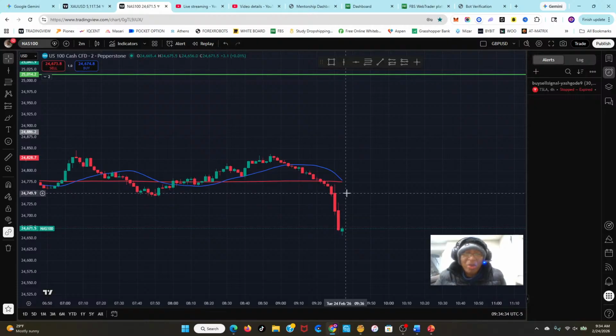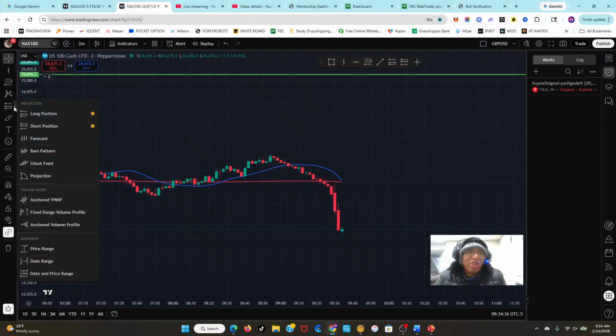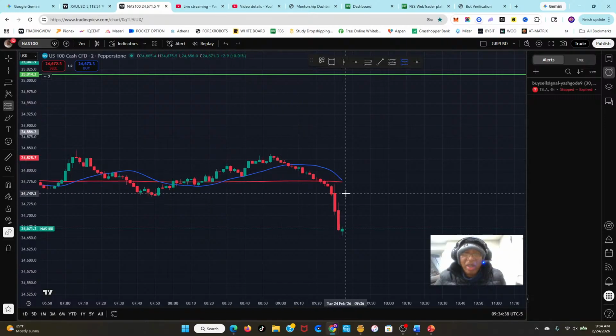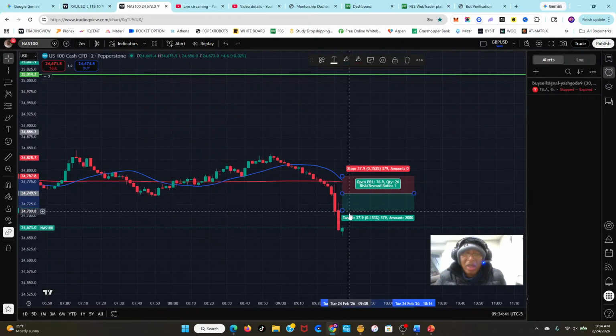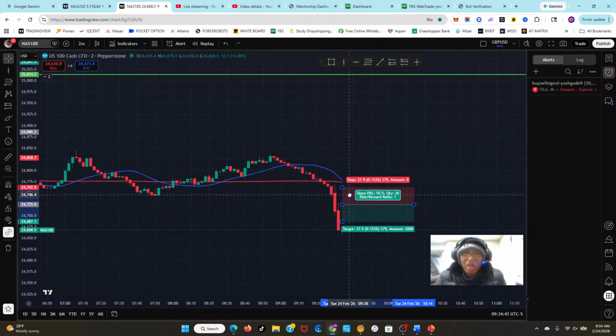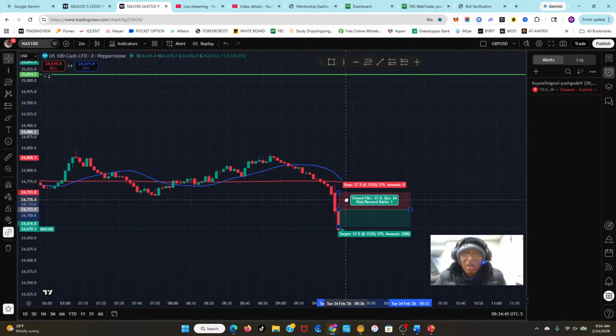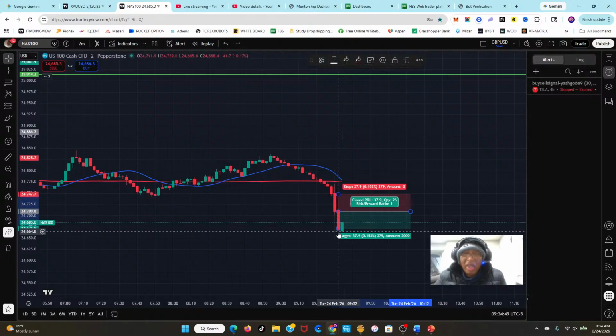This is where our stop loss is. I can show you. We took a short trade, a short position right there. This is where our stop loss is. So we entered around there.